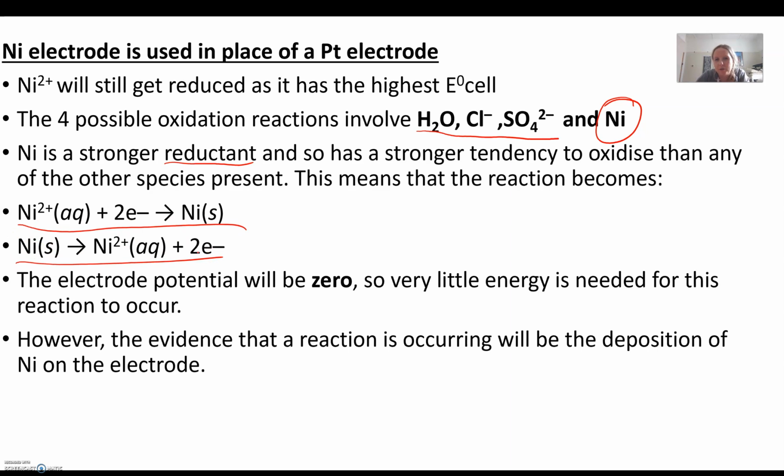And this is an example, if you've managed to correctly identify it, of electroplating. So this is an example of electroplating. And the cell potential would be 0 because it's the same reaction. Okay, yeah, cool. Hopefully that makes sense.